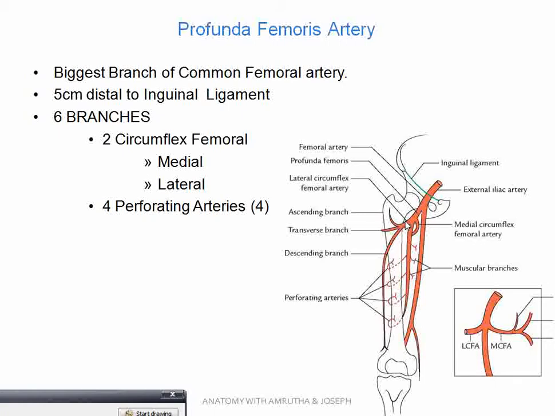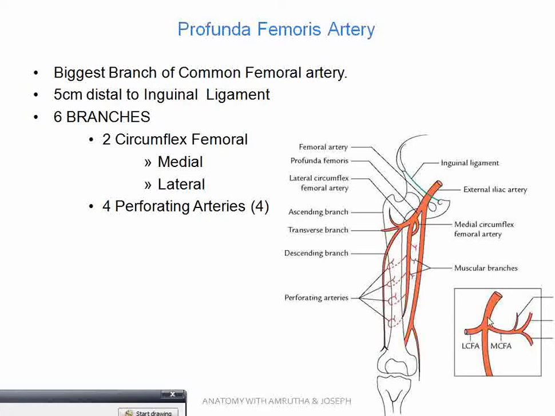There are 4 perforating arteries. Perforating arteries are deep. There are 4: 1, 2, 3, and the fourth one. These are muscular arteries supplying the muscles.